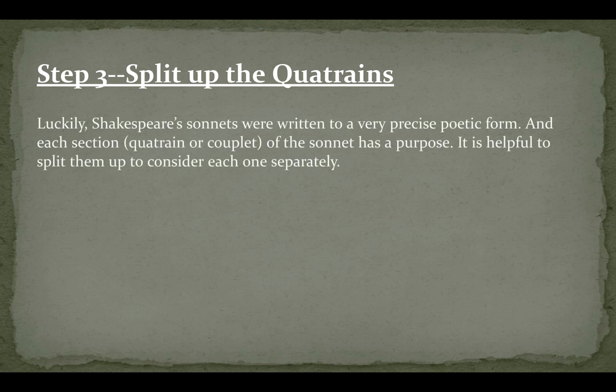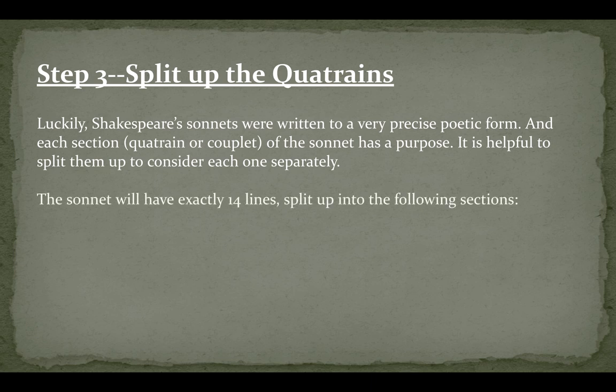Next step is to split up the quatrains. Now we've talked about how Shakespeare's sonnets were written in a very precise poetic form consisting of quatrains and couplets. Each of those sections, quatrain or couplet, has a purpose. If you can split them up, then you can say, oh, okay, this is what's going on here, this is what's going on there. You're also going to note that the sonnet will have 14 lines split up into sections.